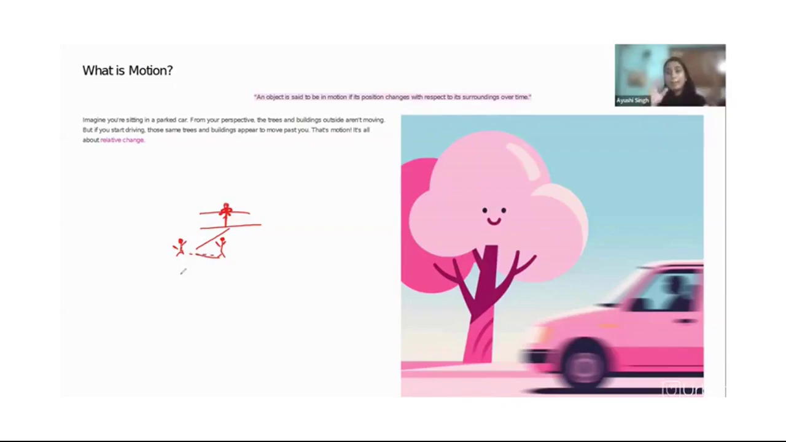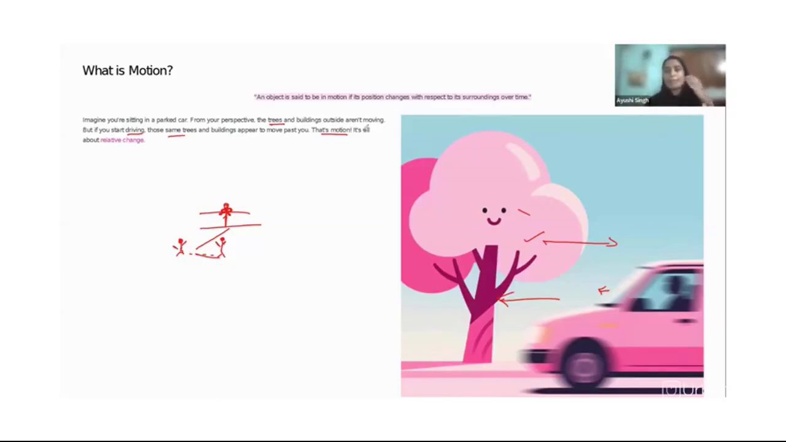Okay, so for example, you can imagine sitting in a car. Let's imagine that this is a stopped car and you have just entered the car. Now if you look around, you will see the trees and the buildings outside, they aren't moving at all. Nothing is in motion. You are not in motion. But if you start driving, you will see that the same trees or the same buildings are moving behind and you are moving forward. That is what exactly you will feel actually. So that is motion. It's all basically relative change, the change which happened in context with something else.